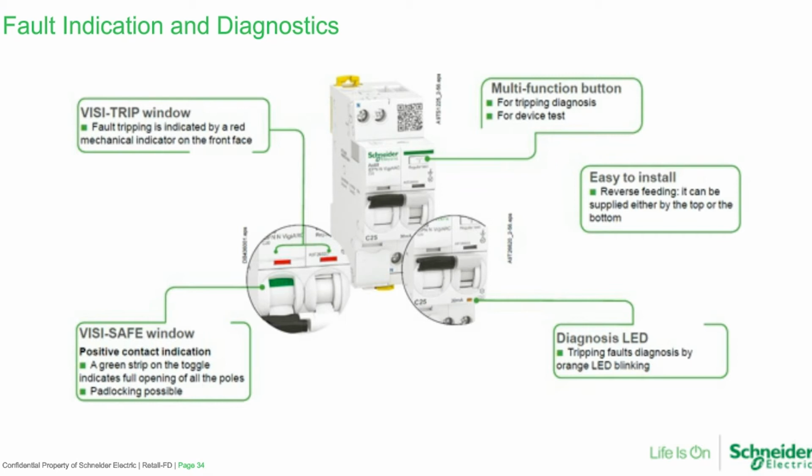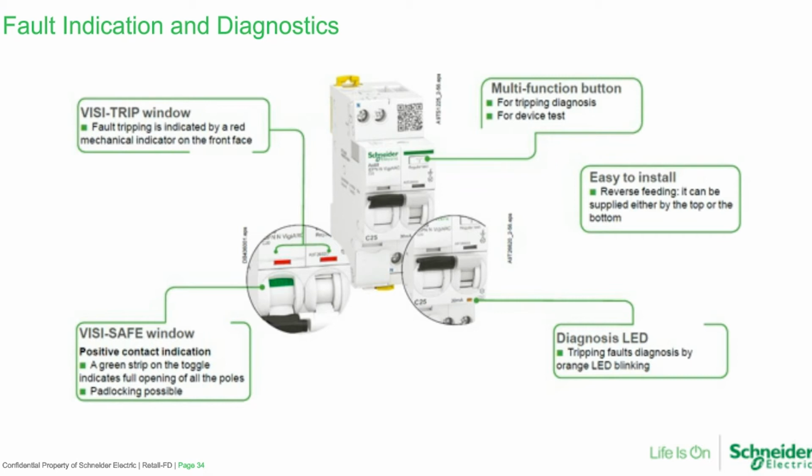We also have some trip windows on there as well, so there's red flags above both of those toggles that clearly indicate it was a trip and not just someone manually turning the product off. So this is clear indication on the front of the device whether the product was turned off or whether there was an external influence that caused it to trip. In addition to this, when we move into the AFD part, we've got LED status indication. So there's diagnostics if there was a trip.